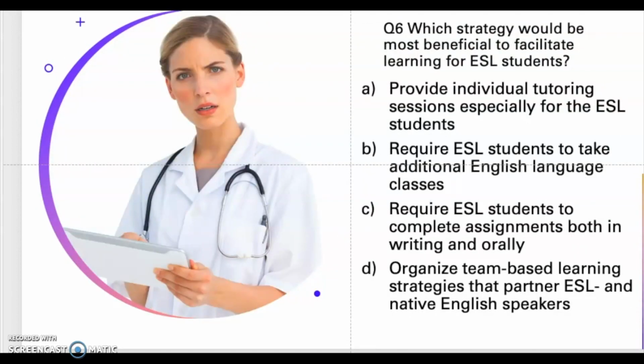Question number 6. Which strategy would be most beneficial to facilitate learning for ESL students? A. Provide individual tutoring sessions. B. Require ESL students to take additional English classes. C. Require ESL students to complete assignments both in writing and orally. D. Organize team-based learning strategies that partner ESL and native English speakers. So this is the correct answer, D.